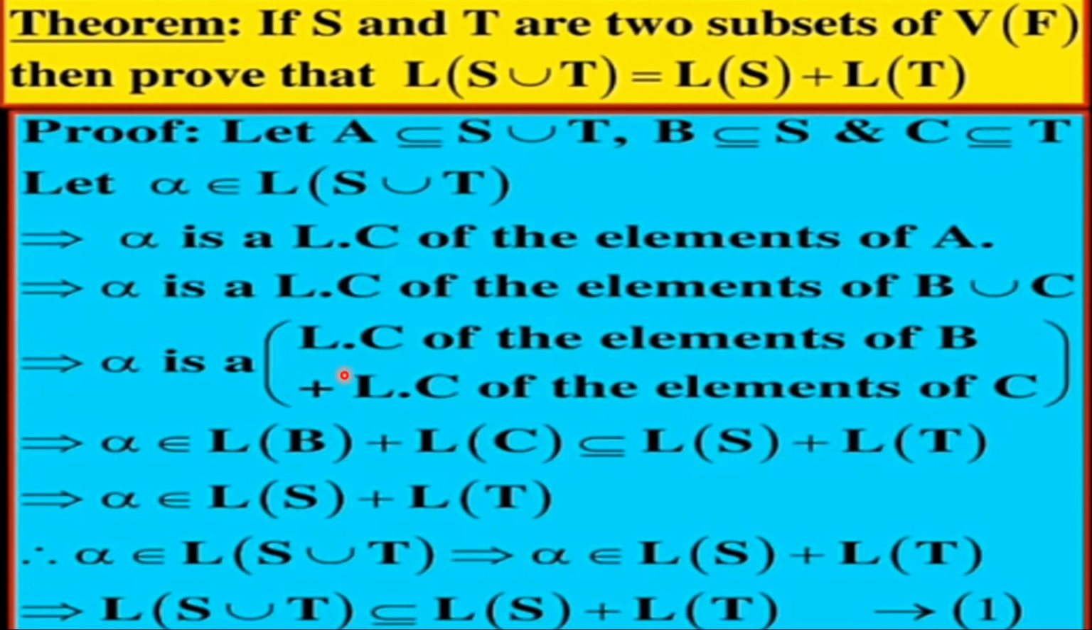That gives alpha is a linear combination of the elements of B plus a linear combination of the elements of C. That gives alpha belongs to linear span of B plus linear span of C, that is a subset of L of S plus L of T, because B is a subset of S and C is a subset of T. That gives alpha belongs to L of S plus L of T. Therefore, alpha belongs to L of S union T implies alpha belongs to L of S plus L of T. That gives L of S union T is a subset of L of S plus L of T, denoted by 1.